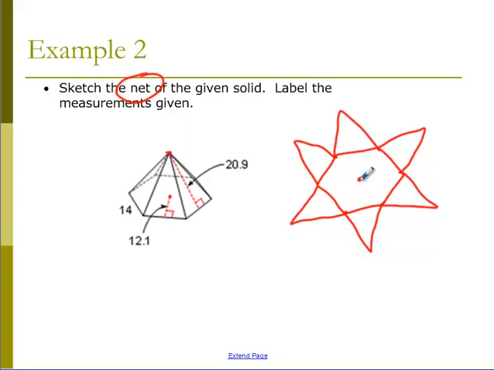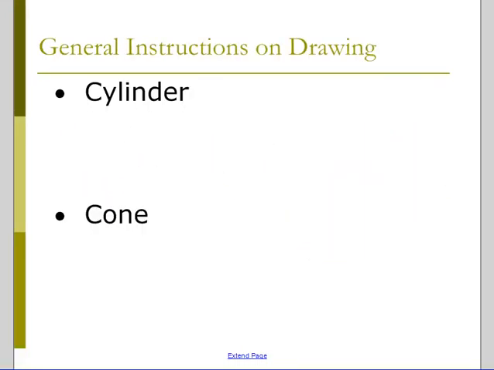Distance to the center of the base, the apothem, is 12.1. Each one of these is 14, and the height of each triangle here is the 20.9. So we have to be able to label it and represent a 3D shape in 2D. So remember, when drawing a cylinder, 2 circles, drawing a cone, 1 circle, connects at a point, connect the 2 bases.